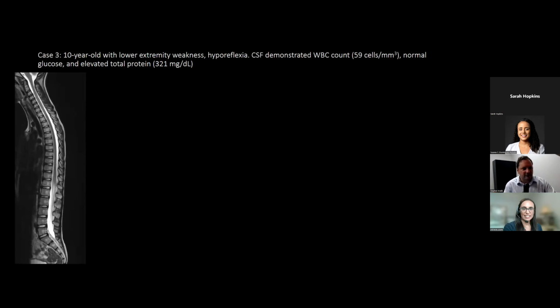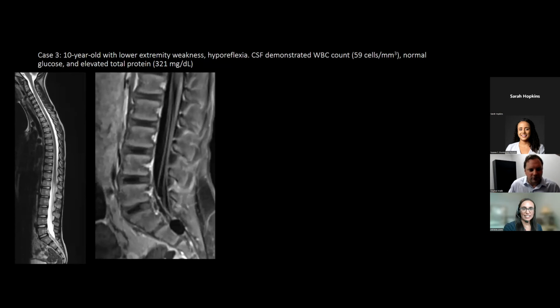The next case is a 10-year-old with lower extremity weakness, hyporeflexia, CSF white count was 59, had normal glucose and protein. This is a single image, but I'm going to tell you this is normal. So if you look again at the T2 pattern, it looks nice and homogeneous. So this person had a normal spinal cord. So you might say, why are you showing me this?